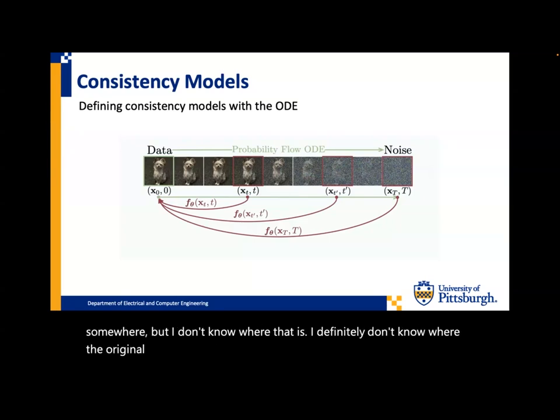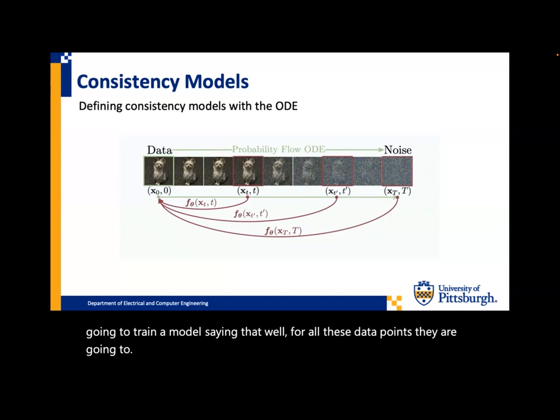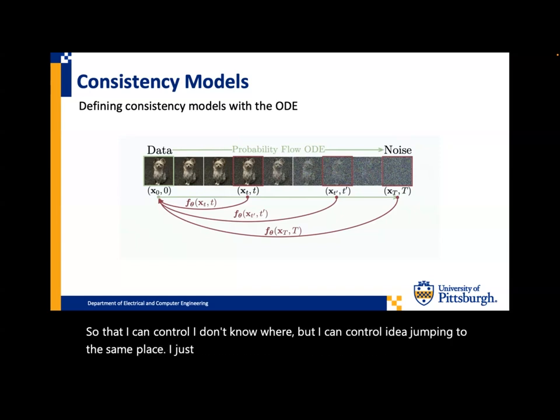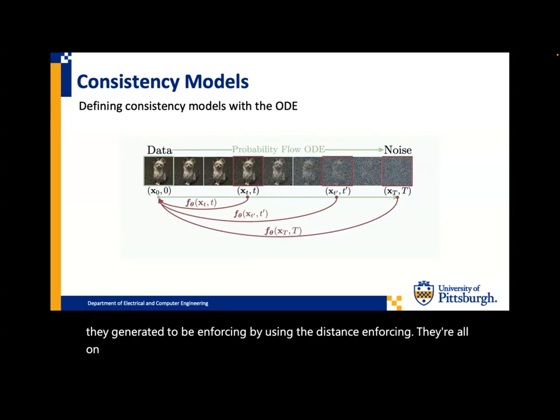For sure. But the one thing I can do is train a model saying that for all these data points, they are going to land in the same place. I don't know where, but I can control that they are jumping to the same place. I just want the images they generate to be enforced, by using a distance, to be all in the same place, right?